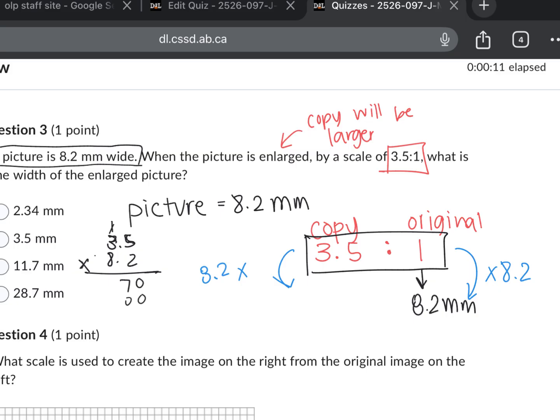8 times 5 is 40, carry my 10s. 8 times 3 is 24, plus 4 more is 28. And then I'm going to complete my addition. And then lastly is making sure that I don't forget to include my decimal. So because I had 2 digits total in the question, I will end with 2 digits total in the answer. Meaning that here I have 28.7. And now we've maintained the ratio as given. Hope that helps.